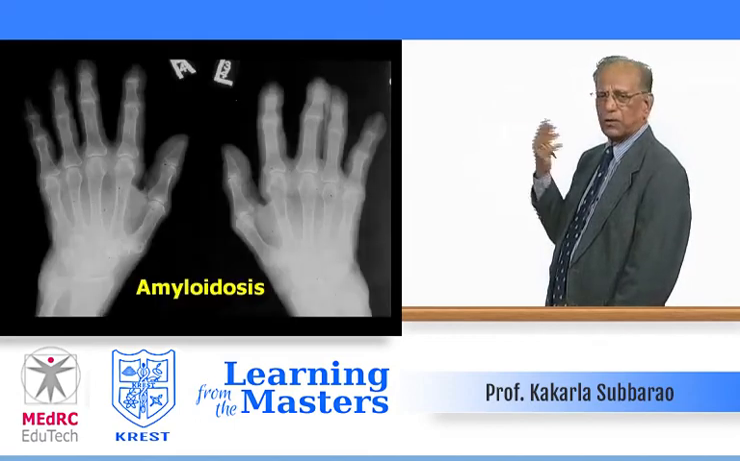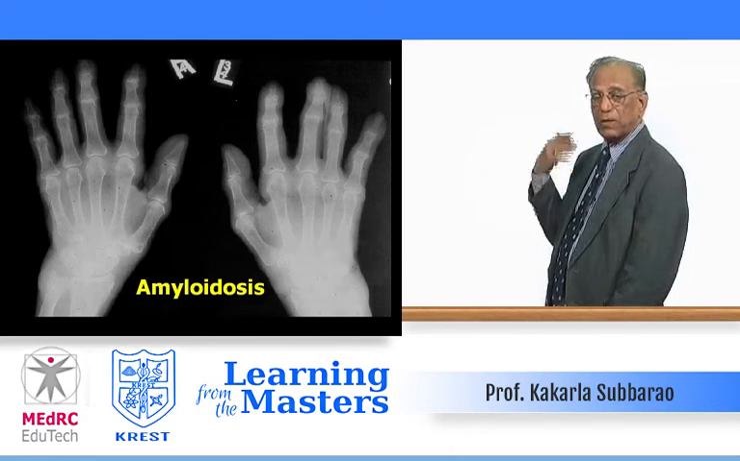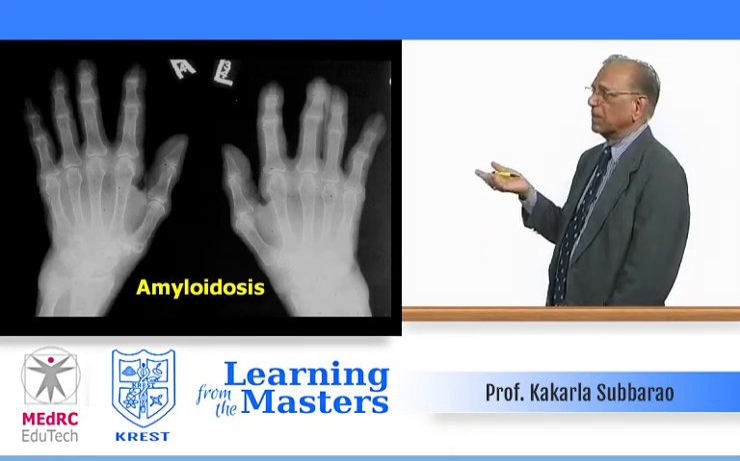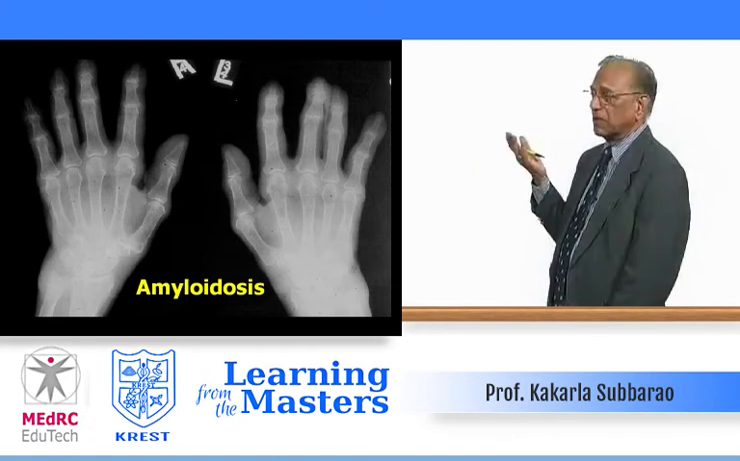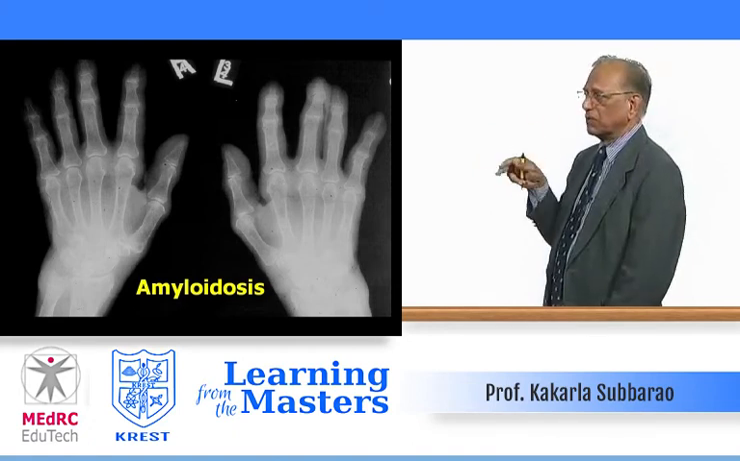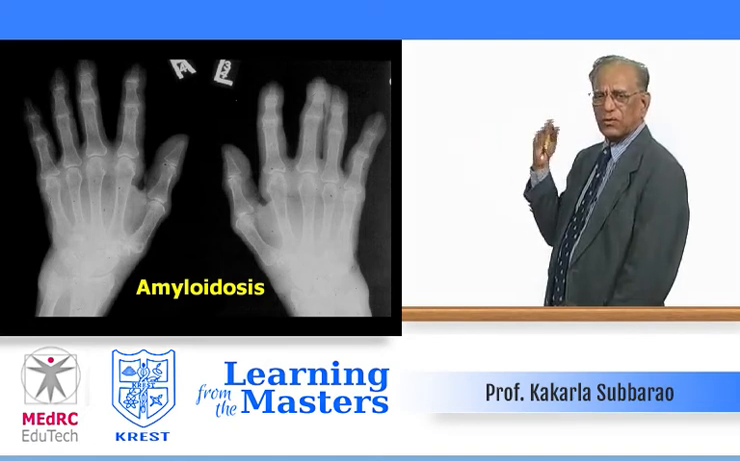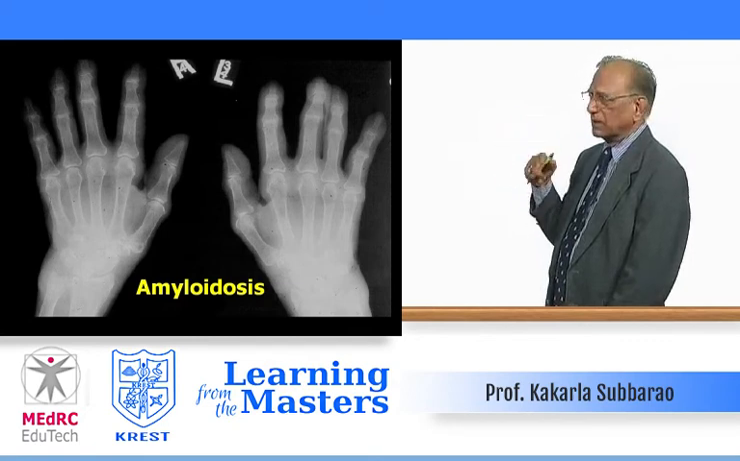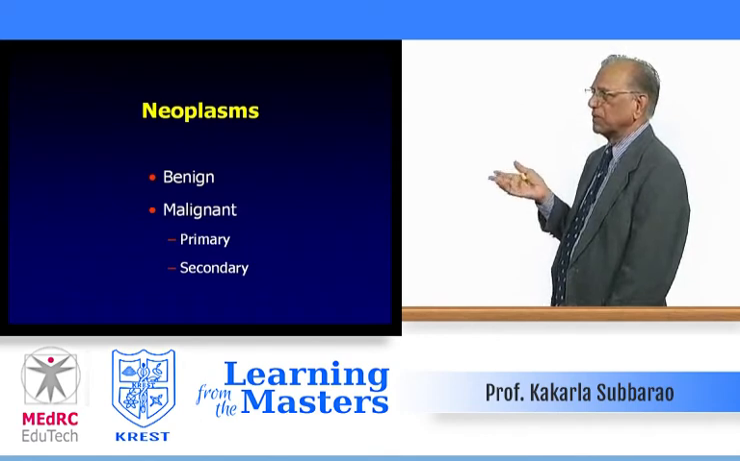Amyloidosis, amyloid arthropathy is known as a terminal event, although primary amyloid arthropathy can occur, but here is a secondary amyloid arthropathy consequent to multiple myeloma. Soft tissue changes, erosions, nothing classical about this unless you think of the entity or you think of the pre-existing disorder. Neoplasms, benign, malignant, primary and secondary.